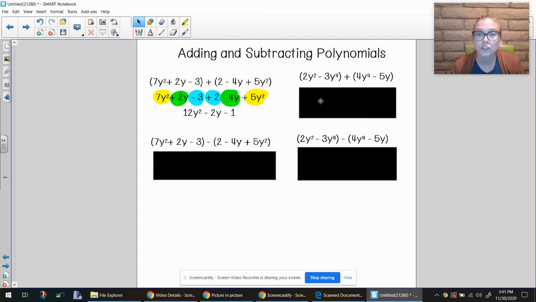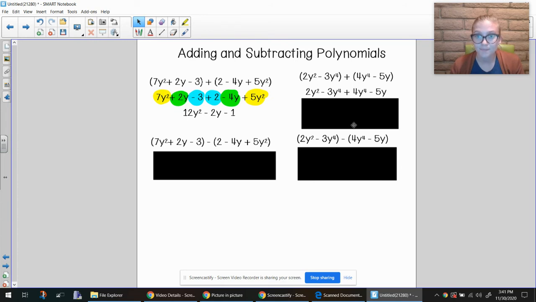So I have 2y squared minus 3y to the fourth. I have this binomial, and I'm adding it to 4y to the fourth minus 5y. That's my second binomial. So when we're adding again, we would only be distributing by a positive 1, so we can just get rid of the parentheses. Now we need to combine like terms. Well, we have 2y squared. There's no other y squareds here, though, so there's nothing else to combine.